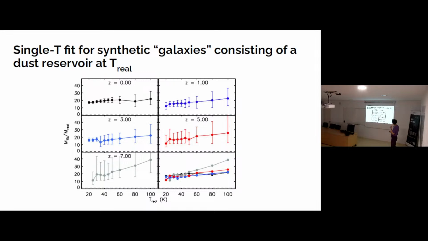And what you can see, and here is the summary plot, is that we are at least a factor of 10 over in dust masses by using a conventional method of determining dust masses. So this is very worrisome. In some cases, it's even much more.